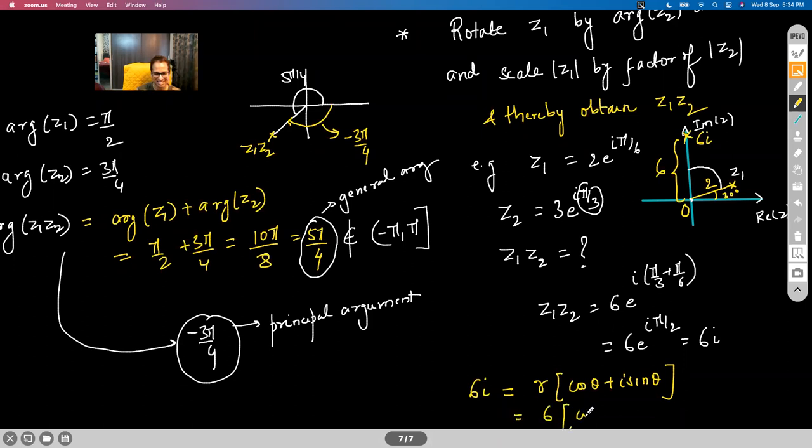6. Okay. Now, the same thing. You have actually answered your own question. The same thing, if you want to write in a polar form, Euler form, what do you write? R e to the power i argument. That's what was here. So it became 6i.